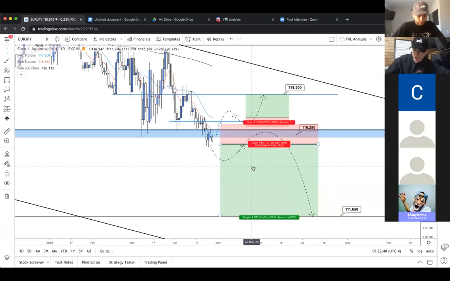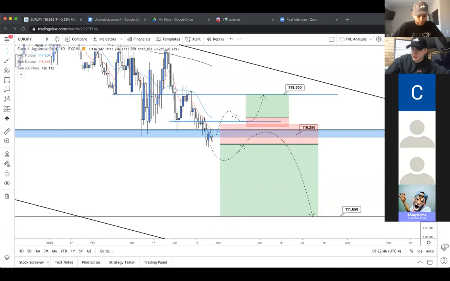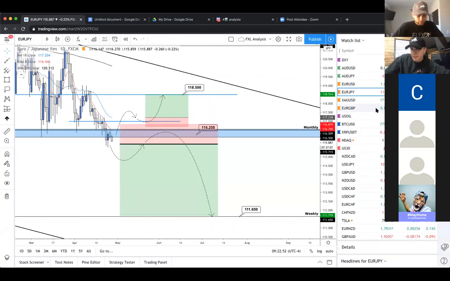But this is looking like a really good trade as well. So we're going to wait for these confirmations and potentially make a long-term trade towards 400 pips, all the way down to this weekly level. It's just looking pretty good. That's EJ. Let's keep moving.